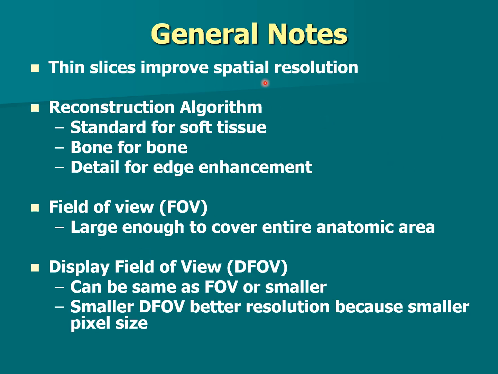We know that thin slices improve spatial resolution. So if it's a small body part, we want to do the thinnest slices we can. We can do reconstruction algorithms in a standard, soft tissue, or bone algorithm, or we can do an algorithm where we have edge enhancement if we want to see the edge of something. The field of view, that's how much we scan, large enough to cover the entire anatomic area. We might do a field of view to cover the entire head, and then do a DFOV, display field of view, smaller to zoom in on a particular object, maybe the internal ear structures, those small bones in the internal ear. Smaller DFOVs give better resolution because of smaller pixel size, and we talked about that in an earlier lecture.